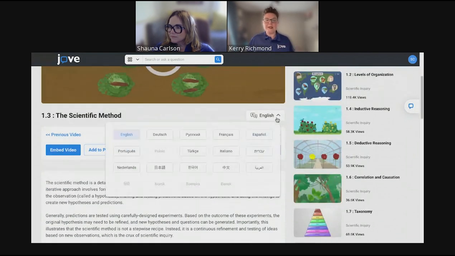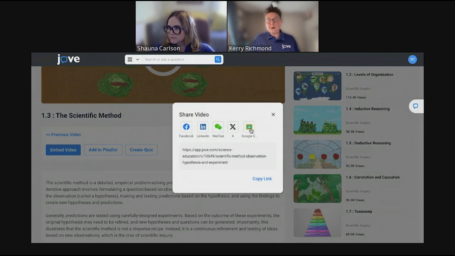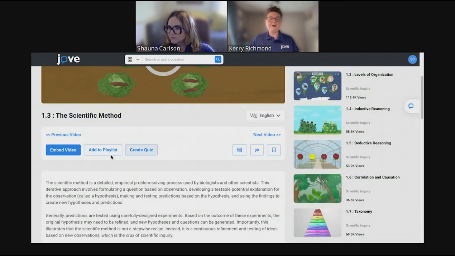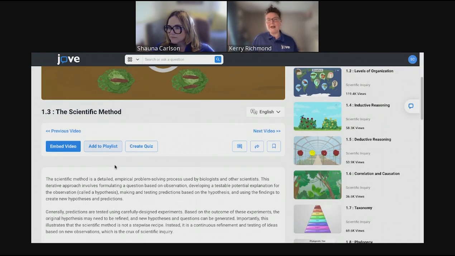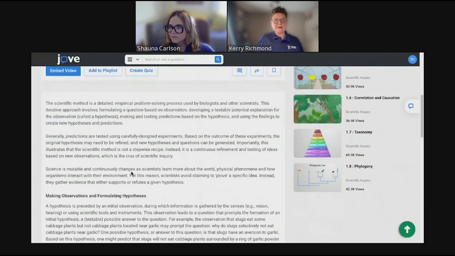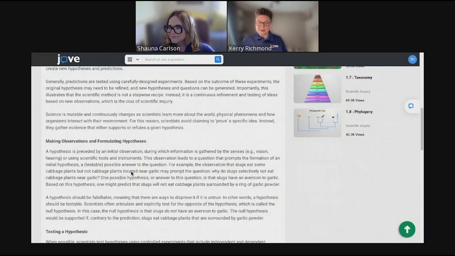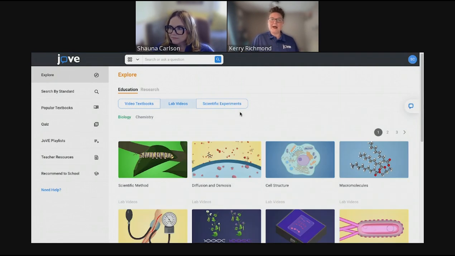You've got the capability here to embed the video. You've got different language translations for you. Every video we have has a quiz associated with it. You can share it. You've got an actual description of what the video is about. And if you notice, it very much looks like YouTube, so it's very user friendly. If you're used to using YouTube and students are used to using that, then you're very comfortable using this as well. So you can see biology there, cell biology.